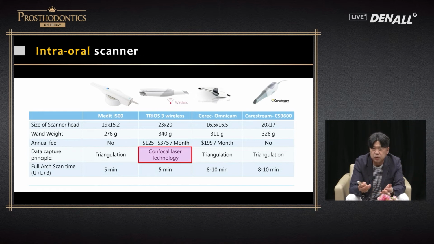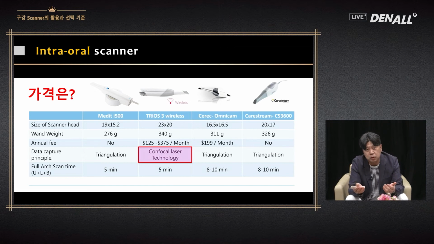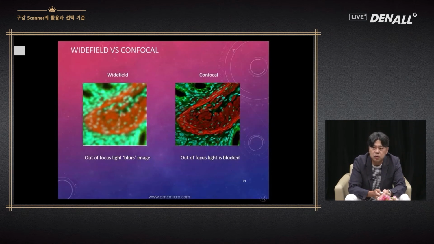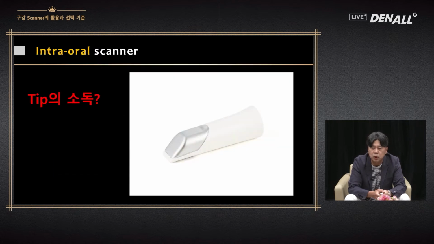What I want to say here is that in capturing data, there's a principle that to get more accurate, precise images, confocal laser technology is better than triangulation. What is the most important thing? Prices. I saw a golf ball ad on TV, and it says if the flying distance is the same, the lower one in price is better, or for the same spin, the prettier one would be better. The one with the clear image is better.